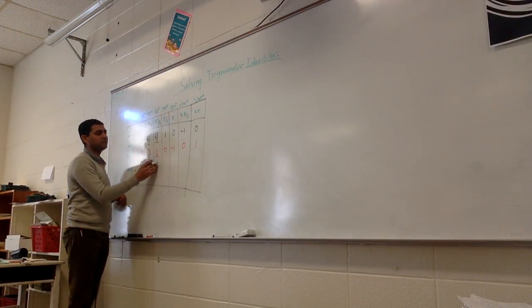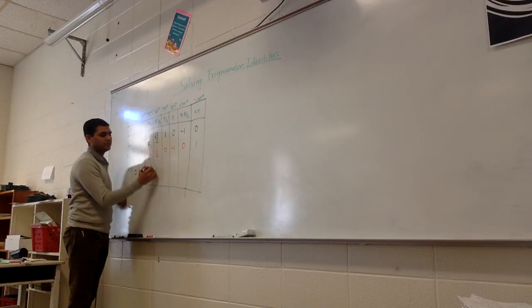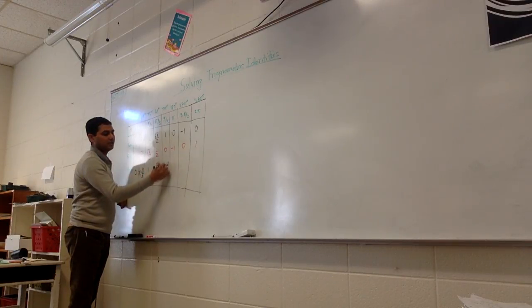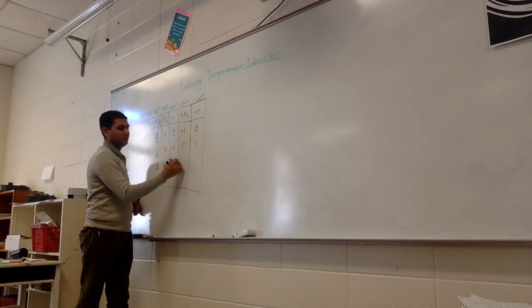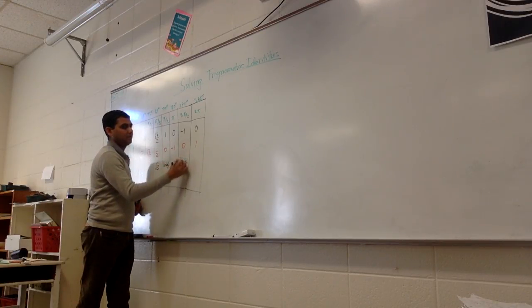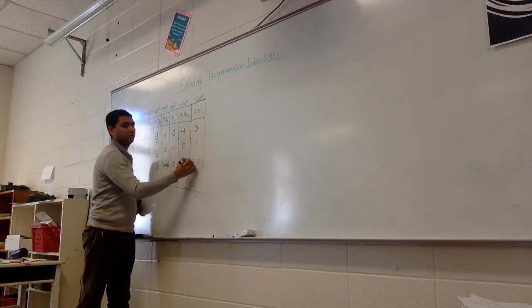What is square root of 3 over 2 over 2, or 1 half? Square root of 3. 1 over 0 is undefined. 0. Undefined. 0.